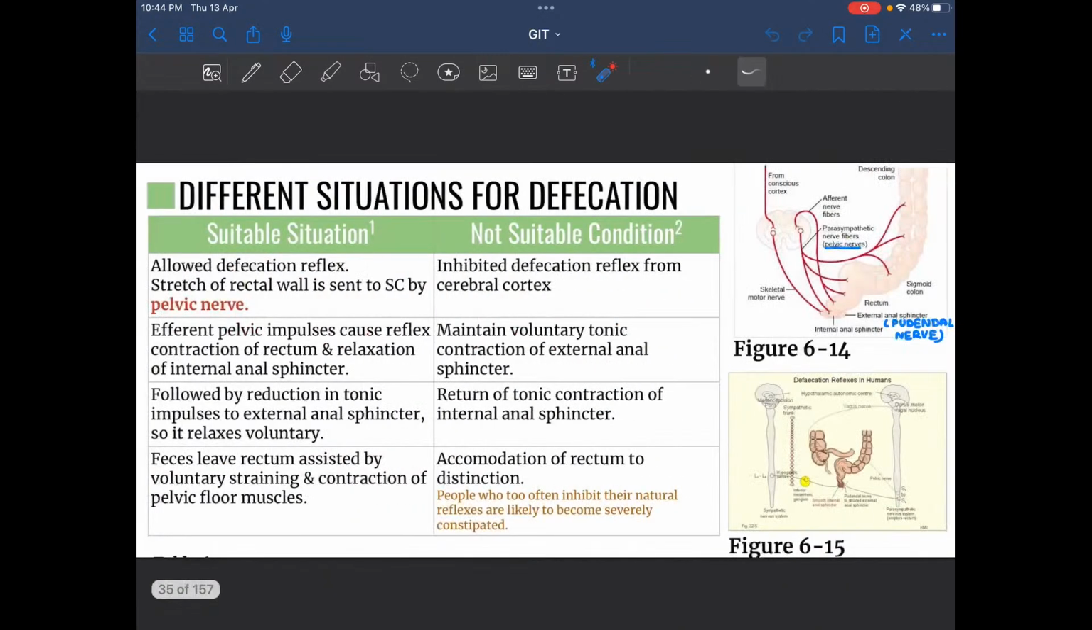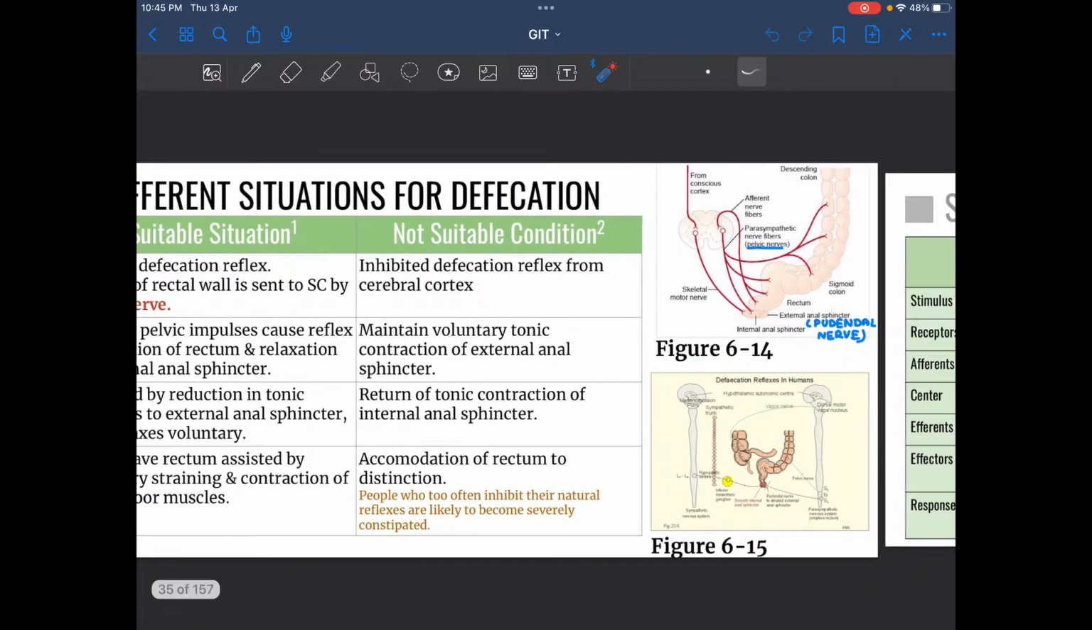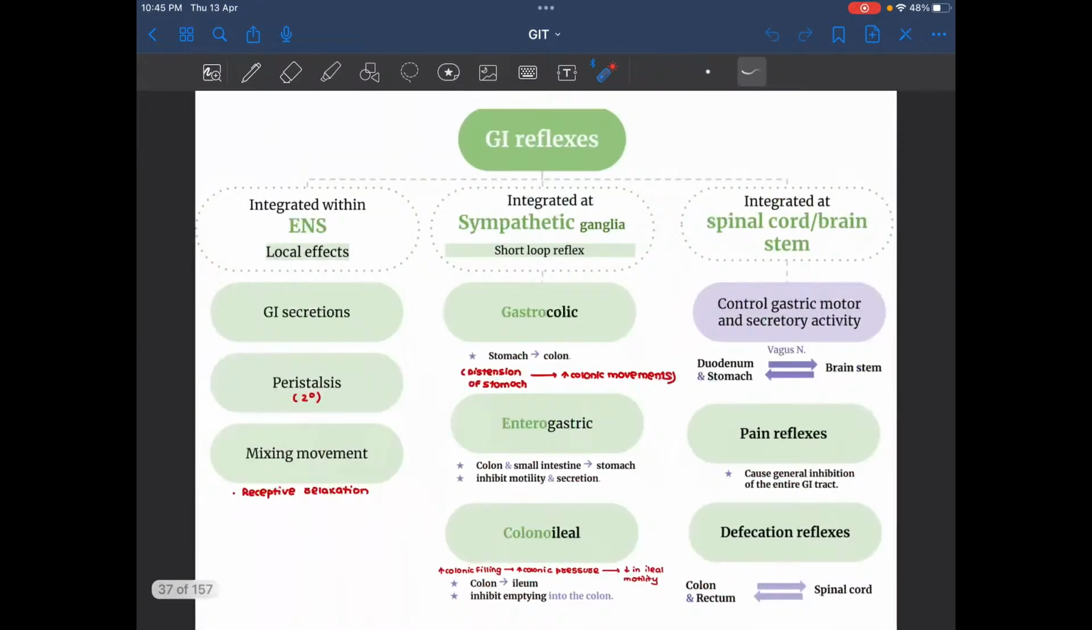Okay? Right. So this is what I was talking about. How these afferent fibers are coming up, and they're basically the pelvic nerve, that is your parasympathetic nerve, that are the parasympathetic nerve fibers. They're mainly motor to your colon, whereas the pudendal nerve is mainly motor to your external anal sphincter, and that's going to inhibit it. Okay, very importantly. So this is what I was talking about.